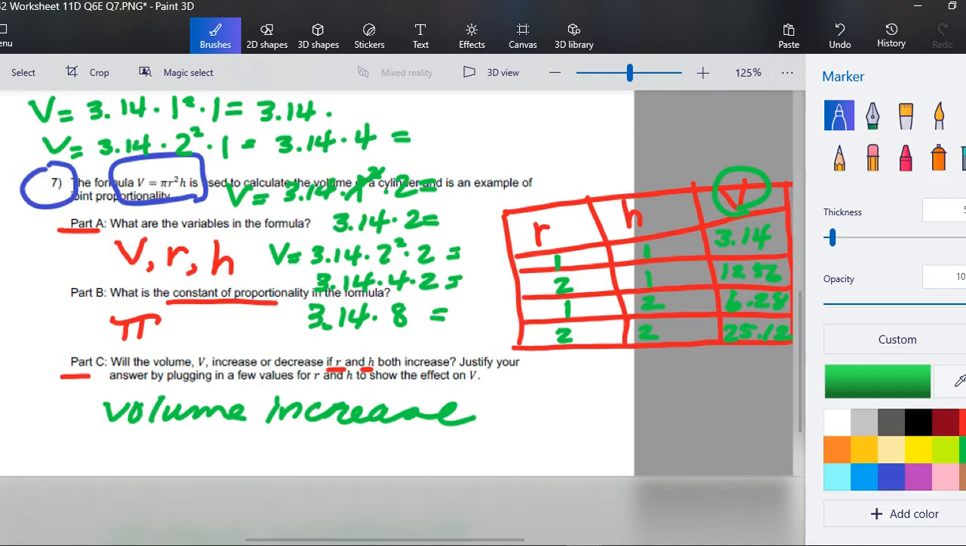Whereas we were at 1 and 1, when we increased the radius, we went up. When we increased the height from the 3.14, we went up. When we increased both, they really went up. So it's going to increase.